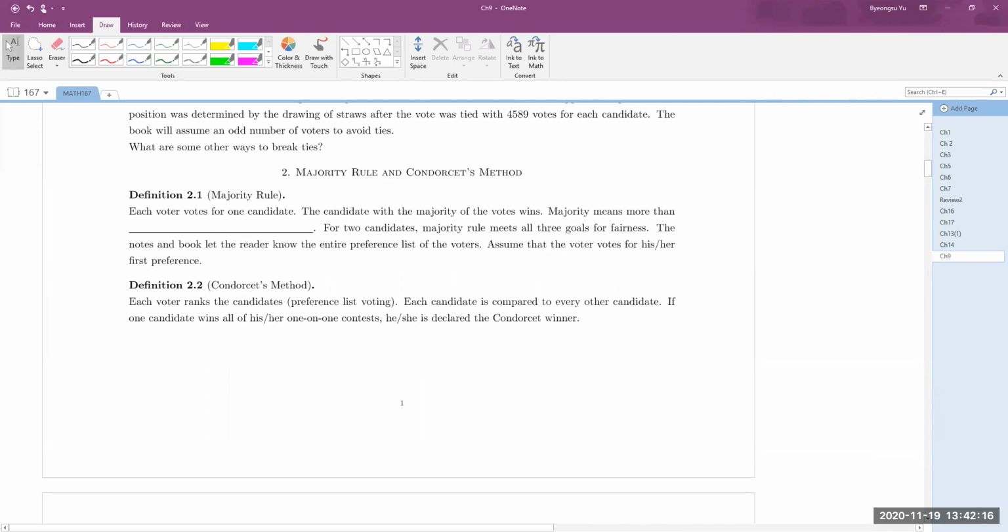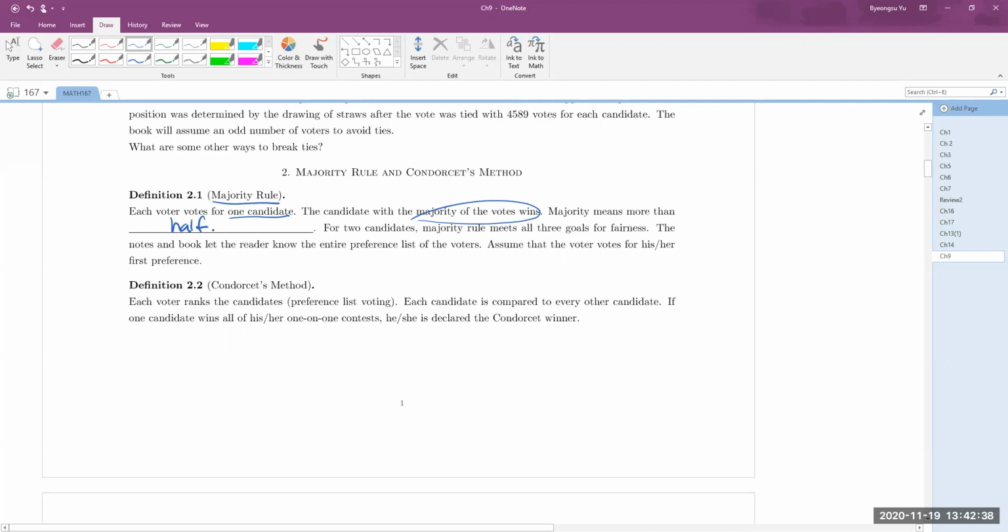So the first method is called the majority rule. Here, the majority rule means that each voter votes for one candidate, and the candidate with the majority of the vote wins. So majority means more than half, right?